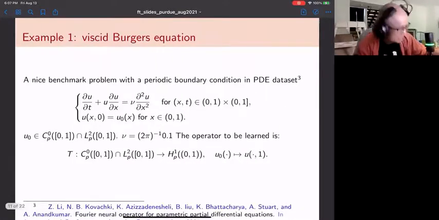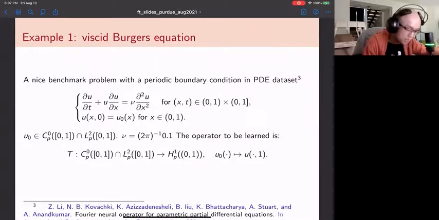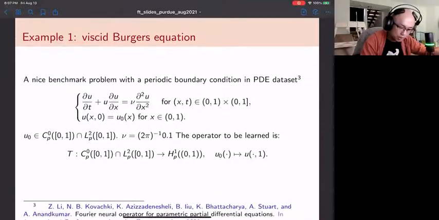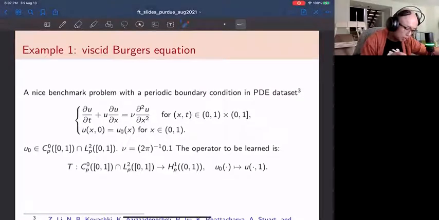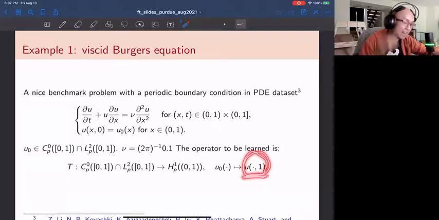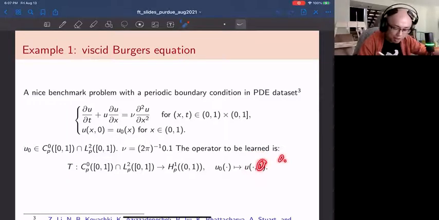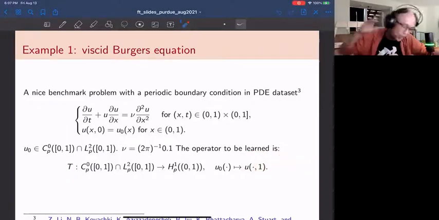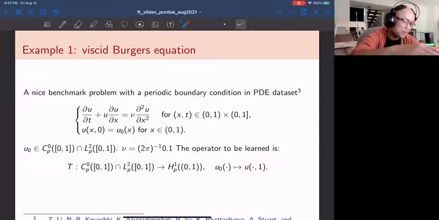For example, let's try it on the famous benchmark problem of the viscous Burgers' equation. We know the initial condition, and we want to know what it looks like at time 1, not time 0.1. It's marched forward in time. The dependence is totally nonlinear, and it's a nonlinear equation, of course. But it has a damping term, so it's kind of good.